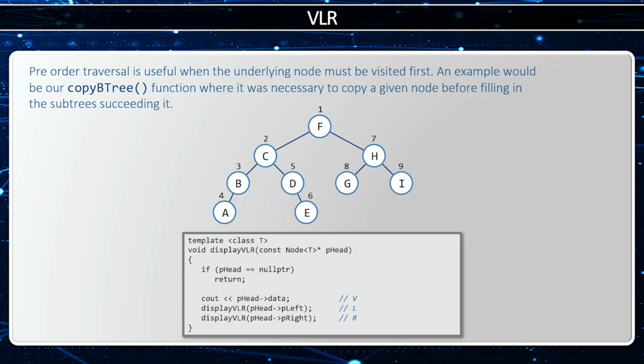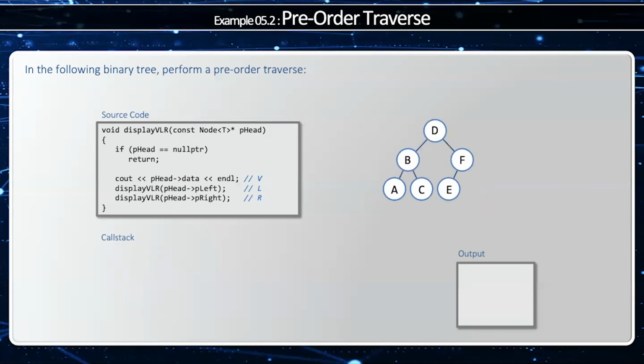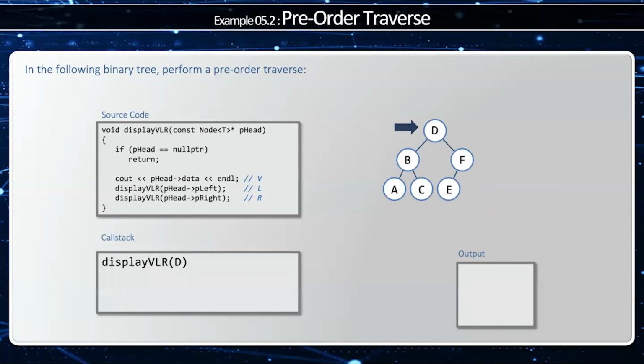The next traversal is called VLR, for visit left right. And this happens every time we need to do the node first before the children, such as when we copy a binary tree. So let's take a look at how this works. So I will first call it on D, and then I'm going to display myself. And so I'll display myself, and then I will go left to B.